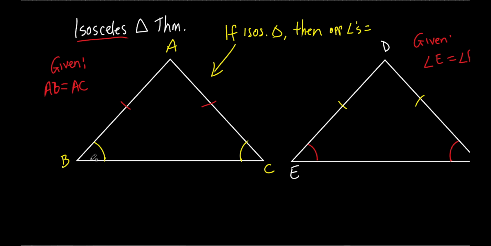Then what do you know about the angles? Then you know the angles are equal. Do you see the difference in these two? This time, they don't tell you anything about the sides. They tell you that the two angles are equal. So what does that mean about the two sides then? Then the two sides are equal.